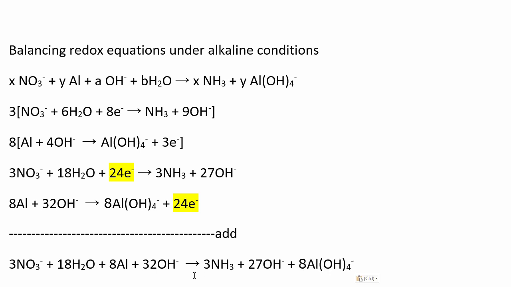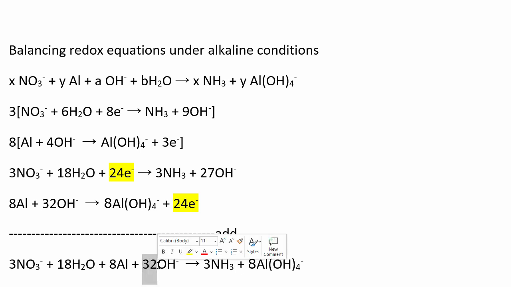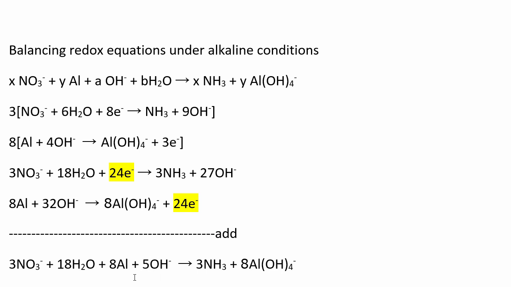Now we just have to look to see what we can cancel out. Well, you can see, let's go to the water. Can we cancel water out? No, can't cancel any water out at all. Can't cancel any nitrate ions. But what we can cancel out is some of these. There's 32 OH minuses here, and there's 27 OH minuses here, so we can completely wipe out 27 from the right and 27 from the left. So 27 from the right, 27 from the left leaves us 5, and that's the final balanced equation.